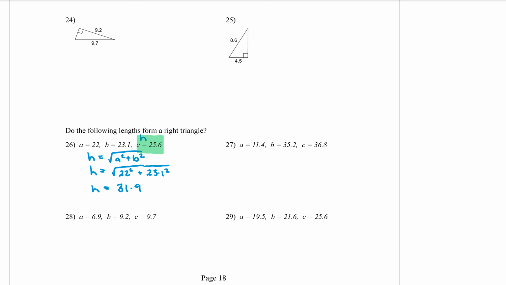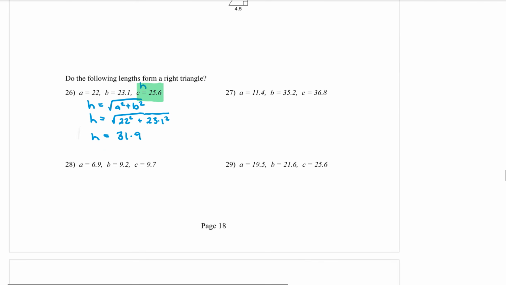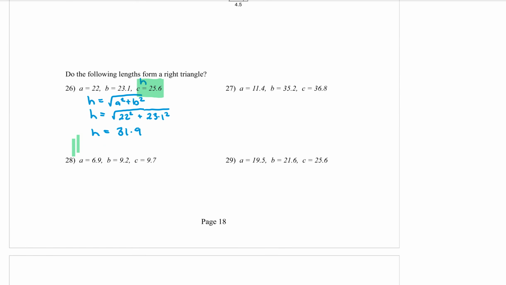Whatever h works out to be, it needs to be that third number in order for it to be a right angle triangle. So therefore, I'm just going to write a little conclusion that says, therefore this is not a right angled triangle. Okay, and then you can try those last three questions like those ones there.